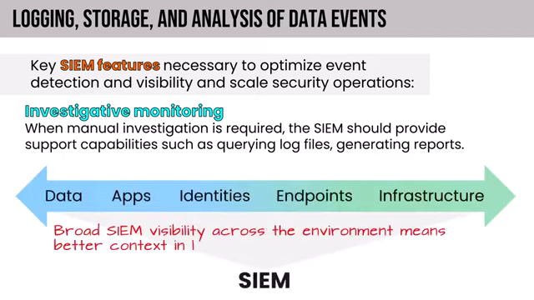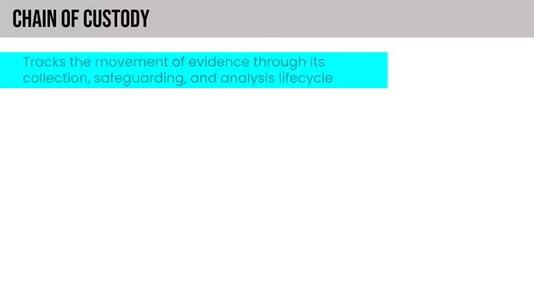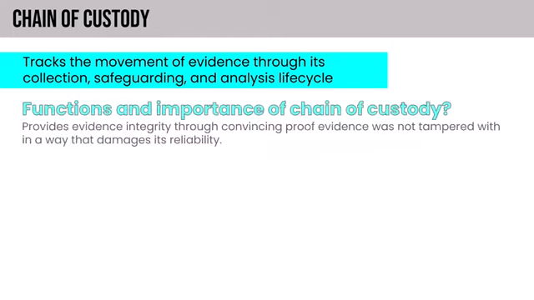So broad SIM visibility across the environment means better context in log searches and security investigations. When we can see into data, apps, identities, endpoints, and infrastructure all in one place, we're going to have a better idea of the big picture as it relates to a potential security incident or malicious activity. And you should be familiar with chain of custody, which tracks the movement of evidence through its collection, safeguarding, and analysis lifecycle. This is evidence in a legal proceeding.